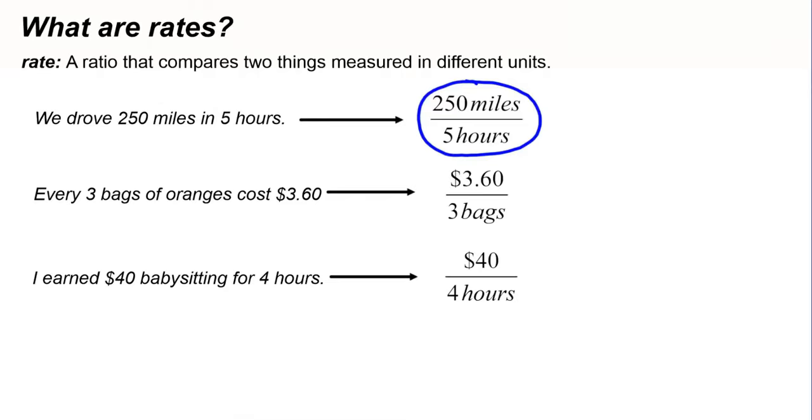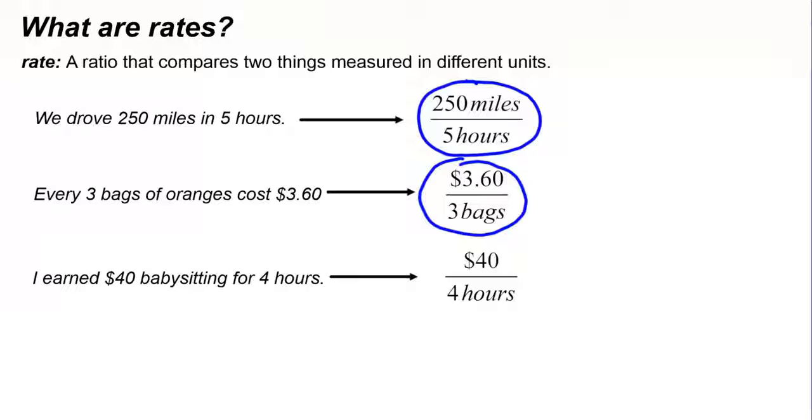Another example: every 3 bags of oranges cost $3.60. So the rate is $3.60 for every 3 bags. So again, dollars and bags are two different ways to measure something. That's what makes it a rate.